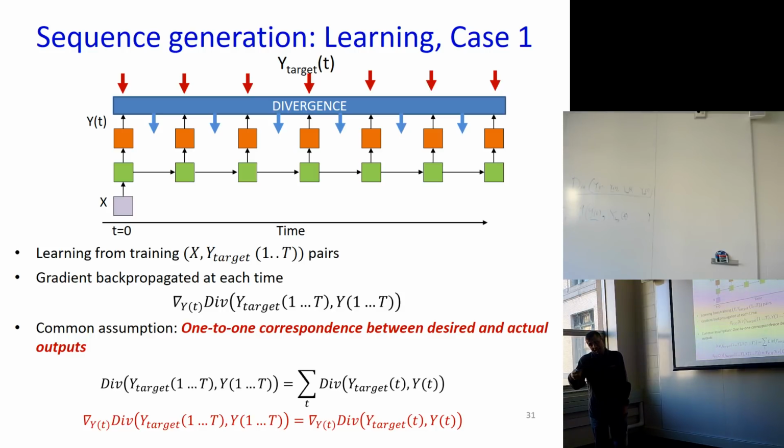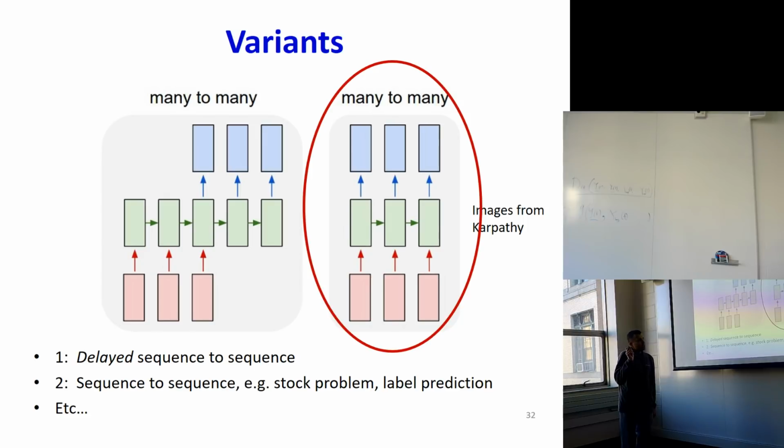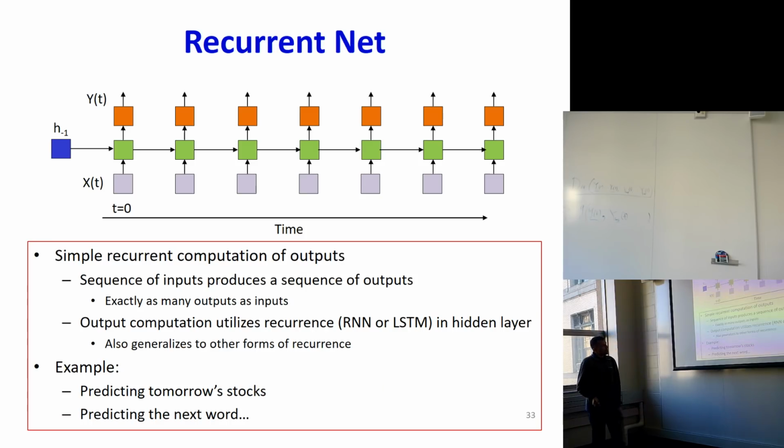And then in that case, the divergence computation just breaks down just as it did for the MLP. The most generic situation is something like this, where I have a sequence of inputs and I have a sequence of outputs. So here you have a simple recurrent computation of outputs. A sequence of inputs produces a sequence of outputs, and now you have exactly as many outputs as inputs.